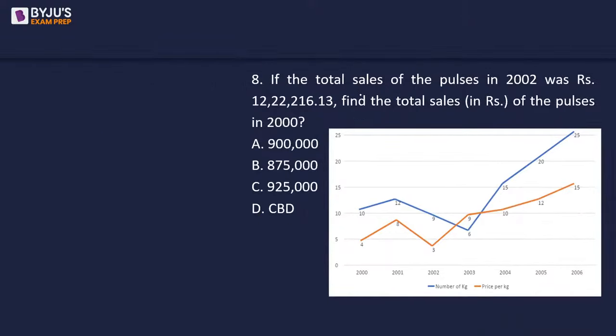Next one. If the total sales of the pulses in 2002 was rupees this, so whatever that price is, I'm going to assume it P. Then find the total sales of the pulses in 2000.